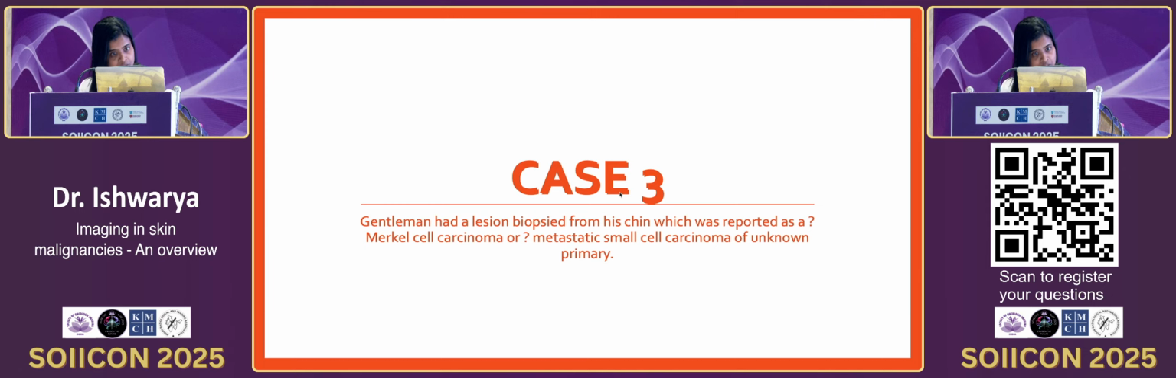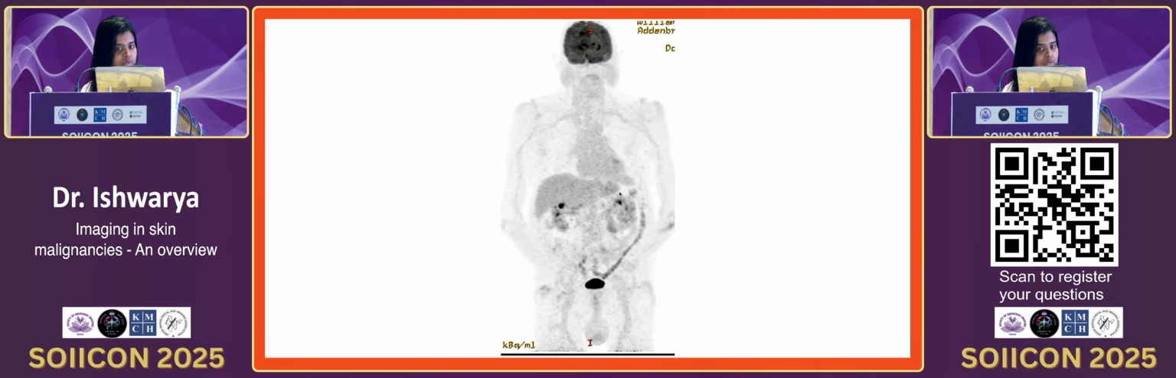And so this is a 70-year-old gentleman who comes with a lesion biopsy from the skin, from the chin, which was reported as a Merkel cell carcinoma, which is one of the small cell carcinomas which occurs in the skin. And the histopathologists were a bit confused. Is it a metastatic small cell carcinoma of unknown primary, or is it a Merkel cell carcinoma? It's a very common diagnostic dilemma.